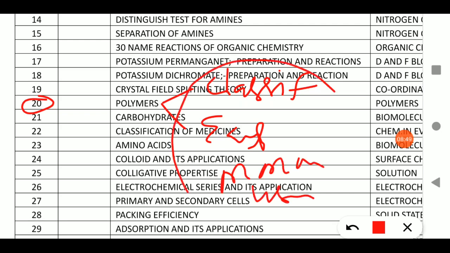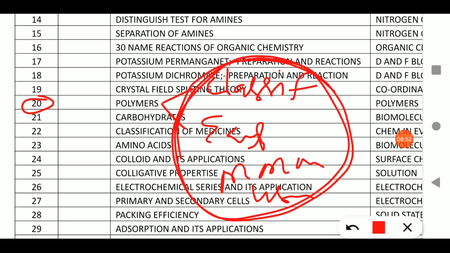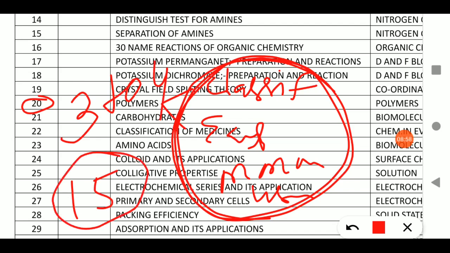If you build these 3 points, definitely you will secure 3 to 4 marks in your board examination and 15 marks in your practical. That is 18 to 19 marks you can secure in your June holidays. Okay, student.